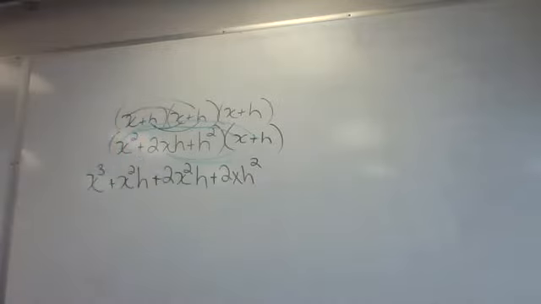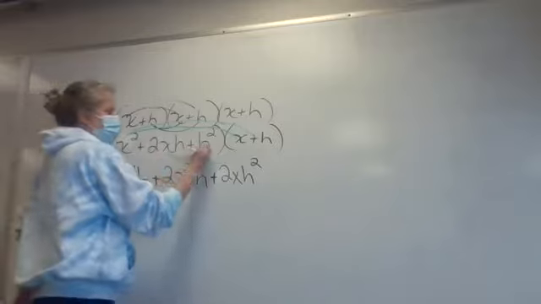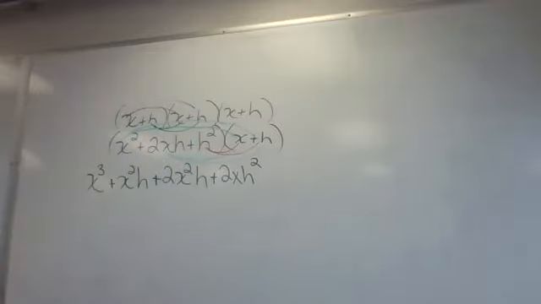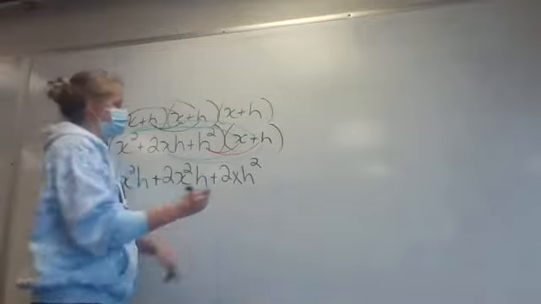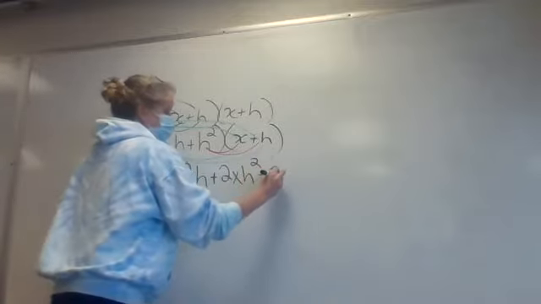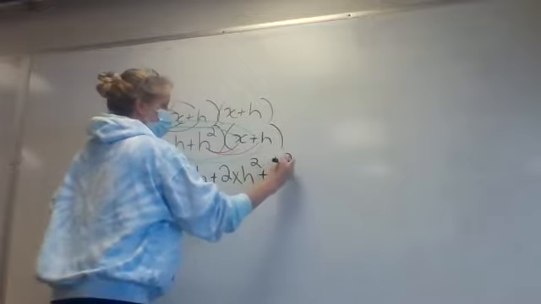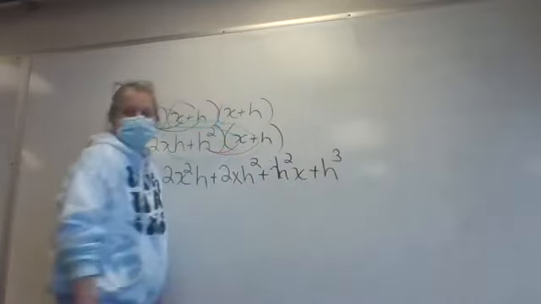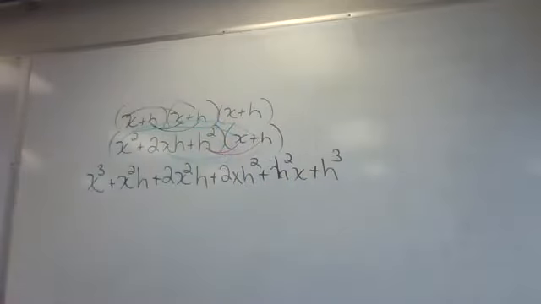And then the last is to distribute this h squared to both of those. So h squared times x is just h squared x, and h squared times h is h to the third. Now, let's clean it up a little bit by combining like terms. And remember, to be a like term, you have to have the same variables, and those variables have to have the same exponent. Are there any other x to the thirds? No.